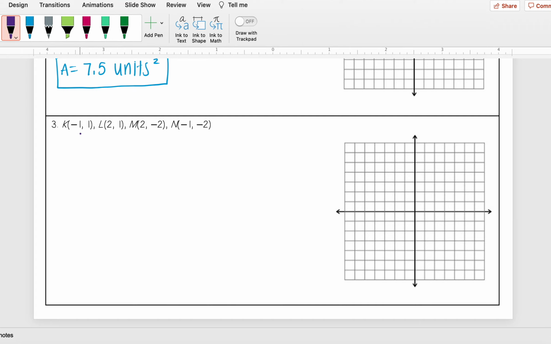Okay, now let's do this one last one. So this one's a quadrilateral. So I have K, (-1, 1), L, (2, 1), M, (2, -2), and N, (-1, -2).